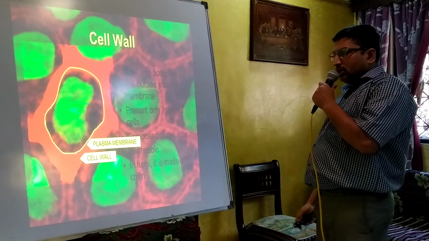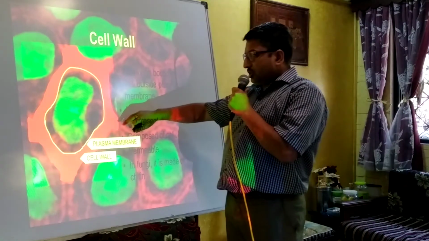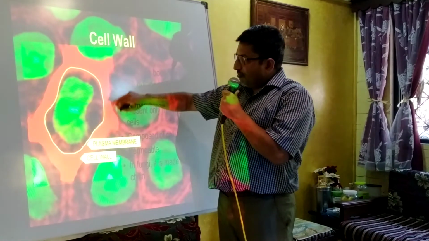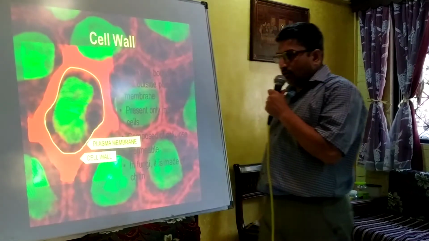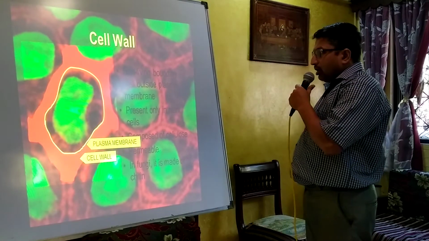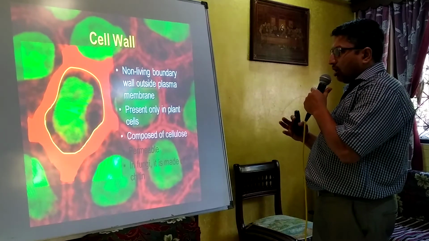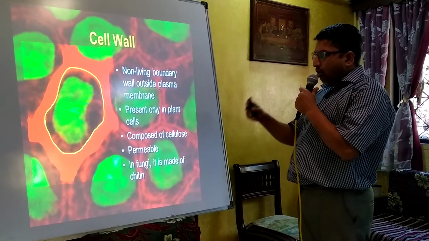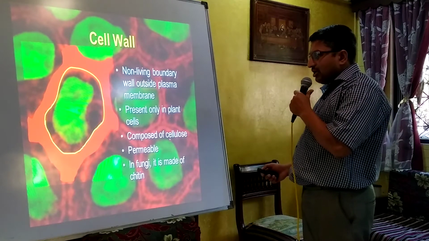Cell wall is on the outer side of the plasma membrane. As you see, the yellow line is the membrane, and the red outer rigid form is the cell wall. Non-living boundary wall outside the membrane. It is present only in the plant cell, composed of cellulose.